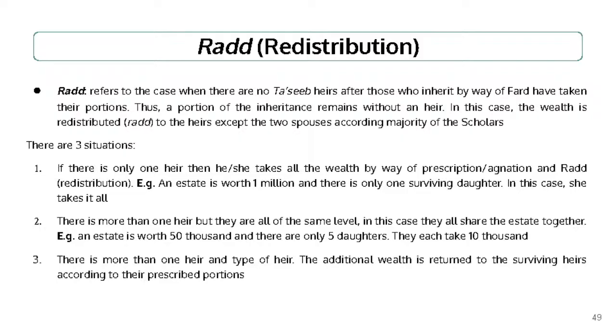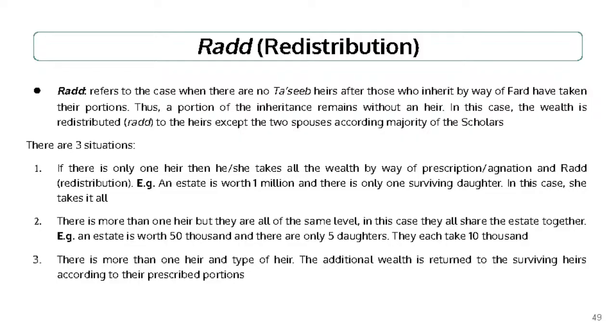Number two, there is more than one heir, but they're all the same level. In that case, they all share what's there. So let's say $50,000 estate, 5 daughters. So what are we going to do? All daughters, everyone gets 10K. That's it. Done.